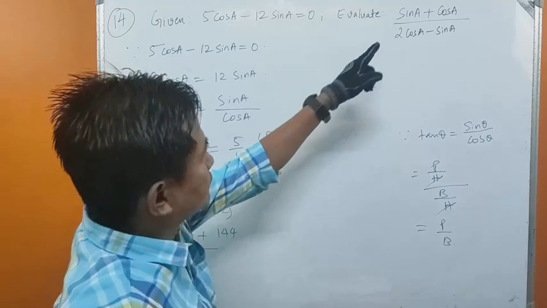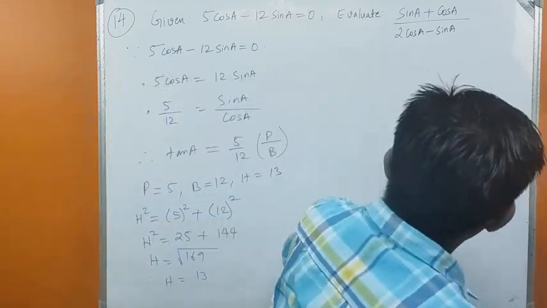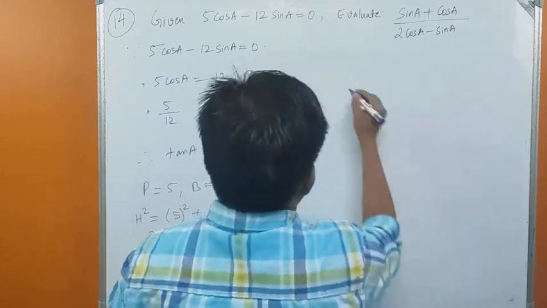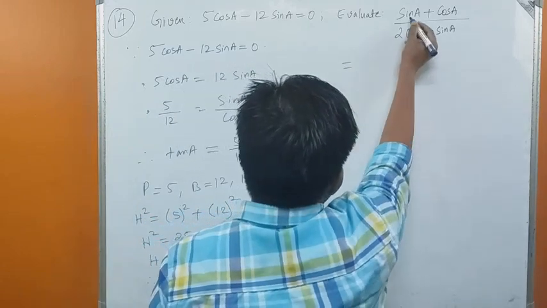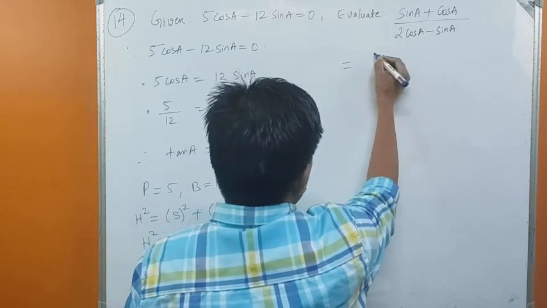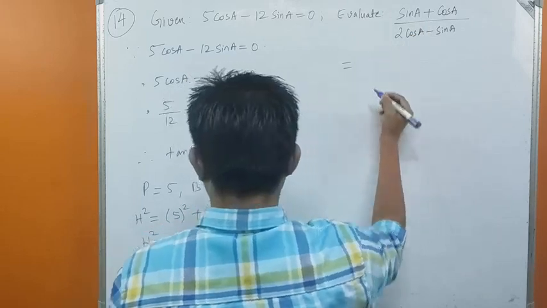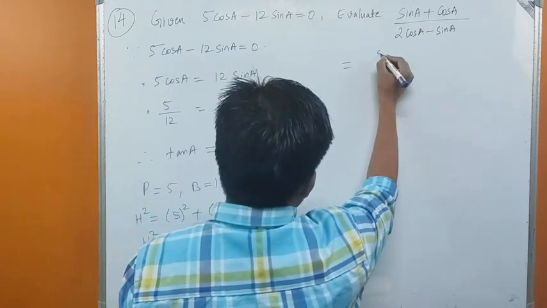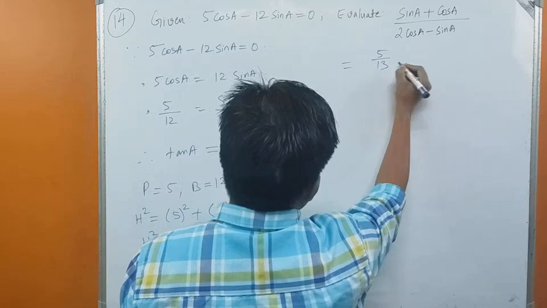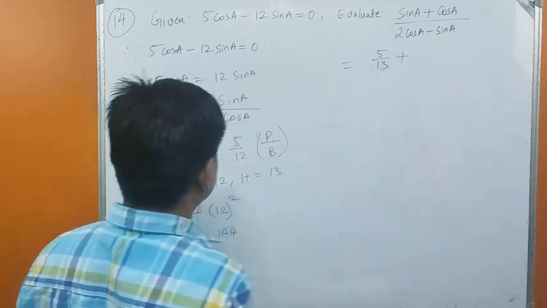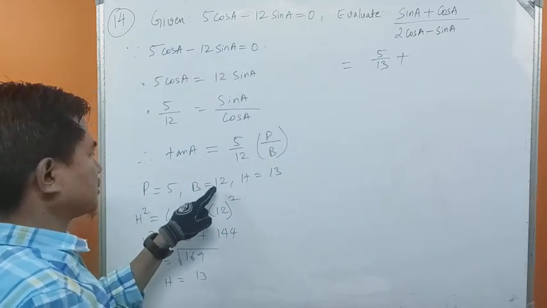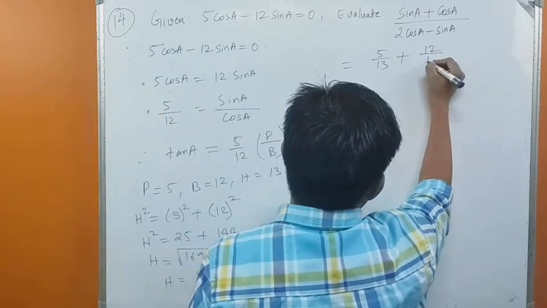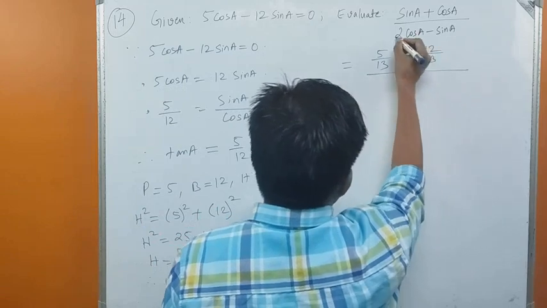Now let us find the value of this expression, sin A plus cos A upon 2 cos A minus sin A. This gives us sin A, some people say perpendicular upon hypotenuse, isn't it? So what is perpendicular? Perpendicular is 5, hypotenuse is 13. So 5 upon 13 plus, what is cos A? Base upon hypotenuse, base is 12, hypotenuse 13. 12 upon 13 whole upon 2 cos A.